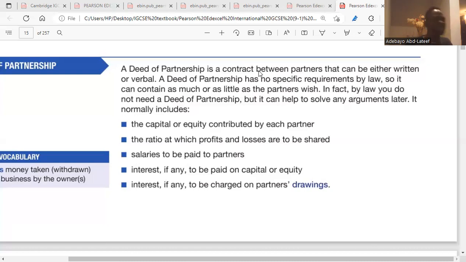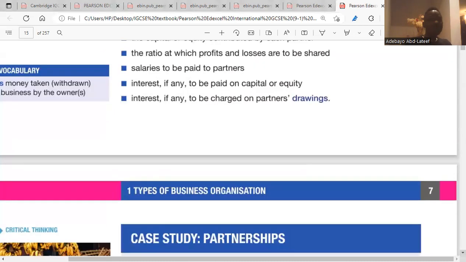So all these will be written in the partnership deed, so that there won't be disagreement or conflict. If it hasn't been written? No, it has to be.